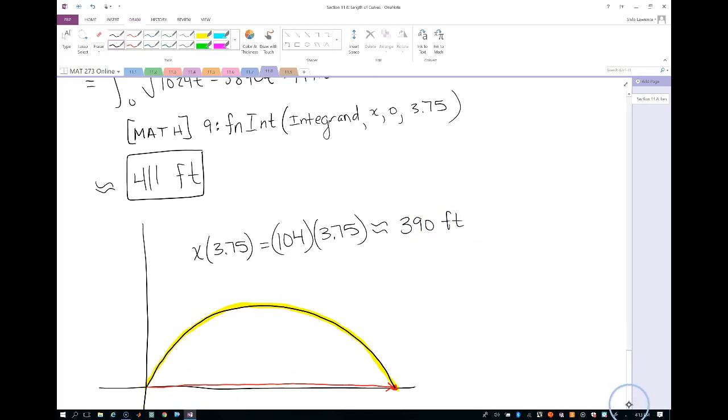That is just the straight line distance from start to finish. But the curved path of the ball is 411 feet. So I feel much more confident in this answer because I see that my range is a similar value, and I know I expect the curved path to come out longer.